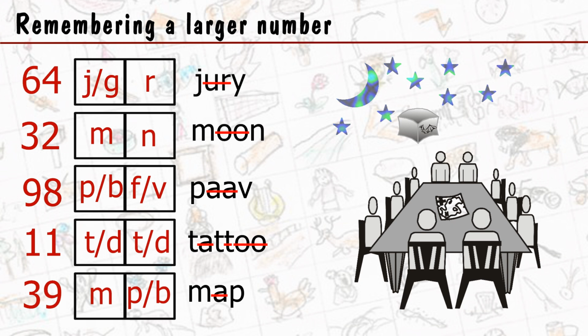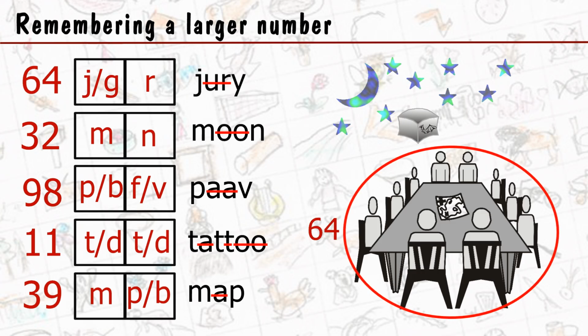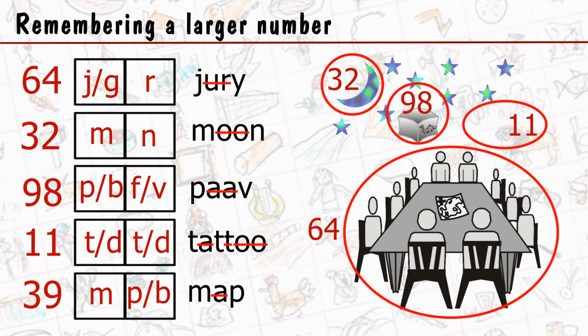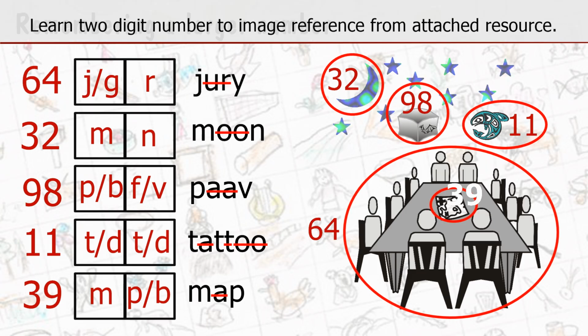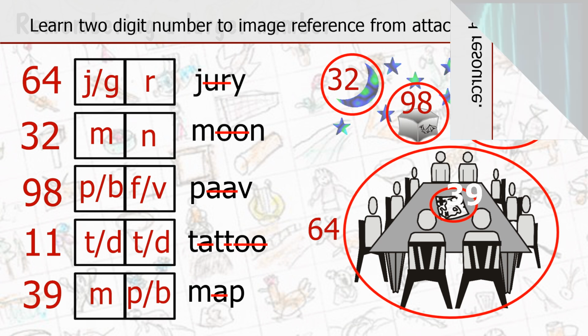It may look an odd formation, but such odd visualizations help you to remember for long. Now mentally start connecting jury to 64, moon to 32, pav to 98, tattoo to 11 and map to 39. The entire compilation of possible 2-digit numbers to memorization queue image can be seen in the attached resource. If you practice this a few times, you will perform like champions in remembering numbers.